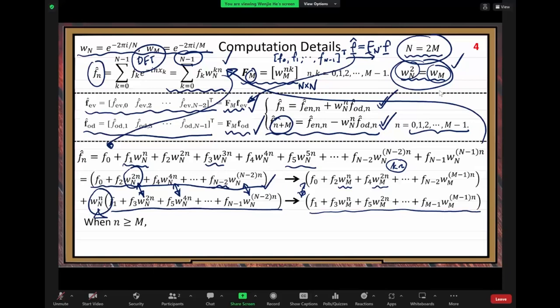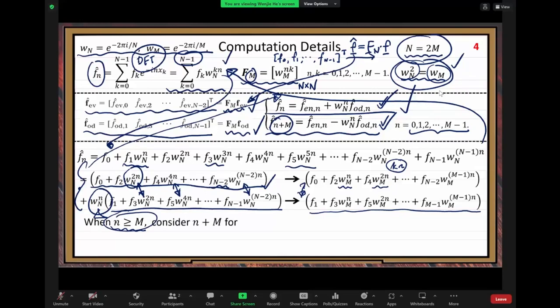Now for the second half, when little n is greater or equal to capital M, those are the subscripts for the second half. For the first half, based on our assumption, we use the first formula. From this expression, you can see it corresponds to the first formula. But for the second half, now we need to do some further simplification.